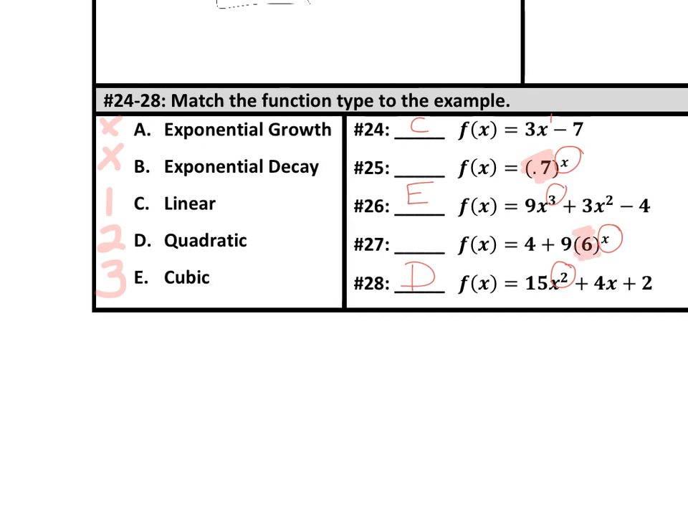Okay, growth versus decay happens because our numbers for the base are either bigger than 1 or less than 1. Bigger than 1 makes your problem bigger. So 0.7 is less than 1. 6 is bigger than 1. So it looks like that 6 for number 27 is going to get us numbers that get bigger and bigger and bigger. Okay, so 27 is going to be our growth, so that is A. 25, the 0.7 was less than 1. Less than 1 means our numbers are going to get smaller and smaller, which is what decay means. So 25 is B.